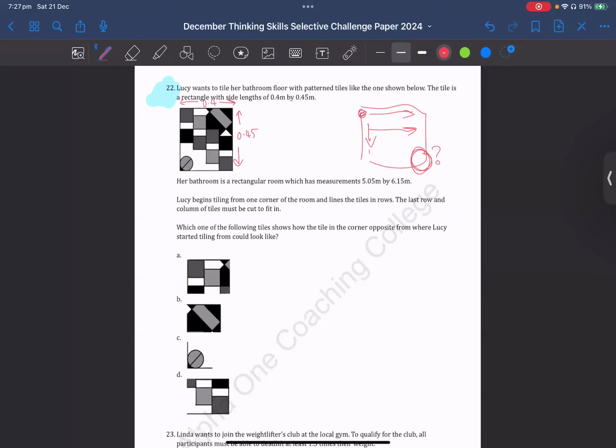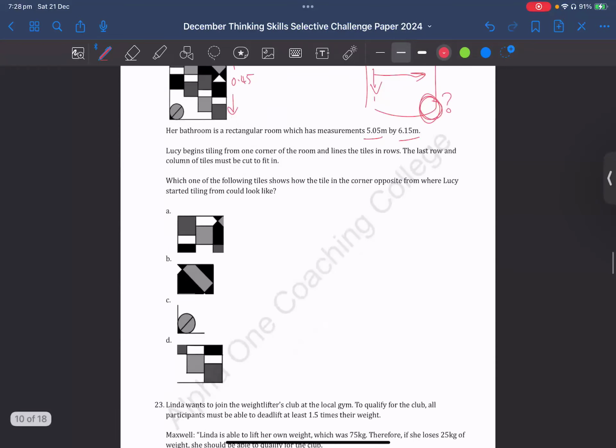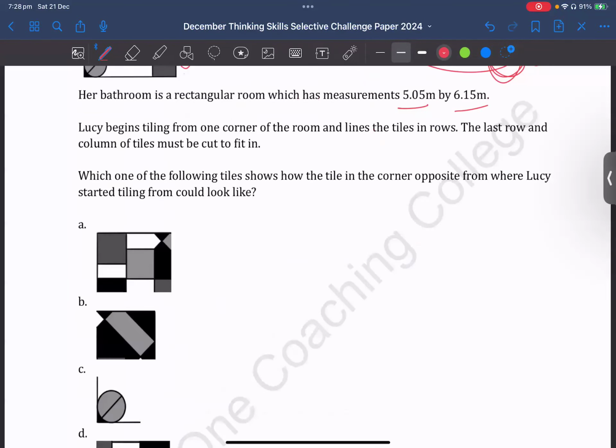So the best way to do this is we're going to start off with 5.05 and 6.15. Alrighty. So what I'm going to do is 5.05 divided by 0.4, which gets me 12 and 5/8.